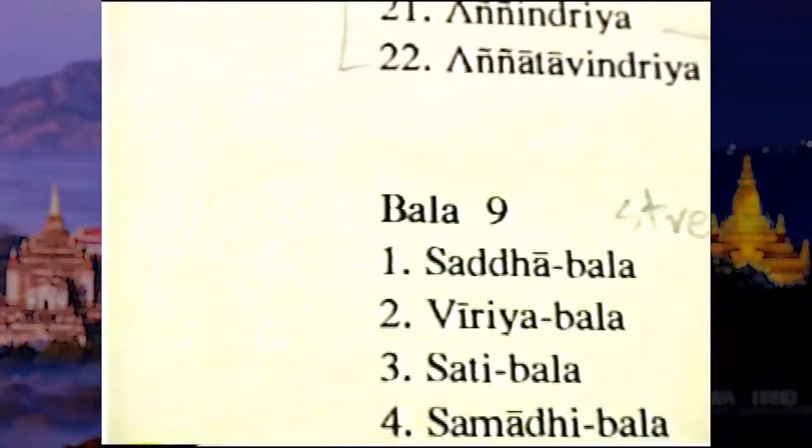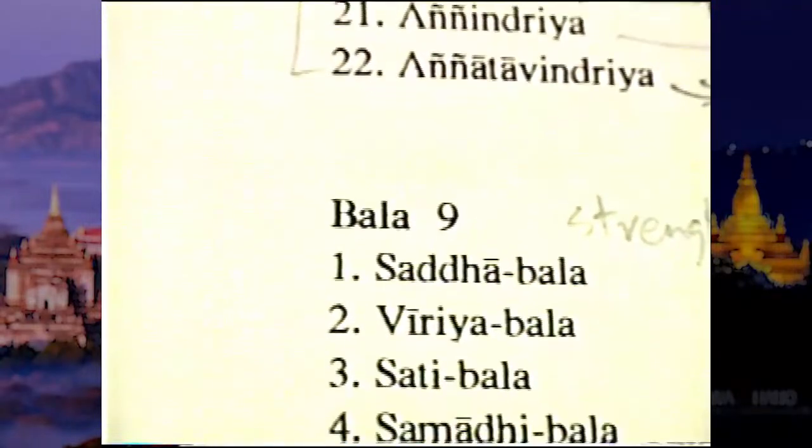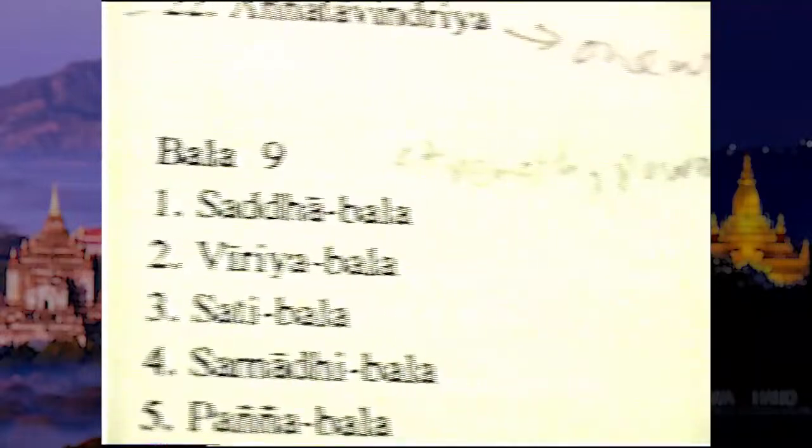Next category is bala. Bala means strength, power. So there are 9 powers, 9 cetasikas that are called powers. The first one is Saddha Bala. It is identified with the cetasika Saddha, faith.